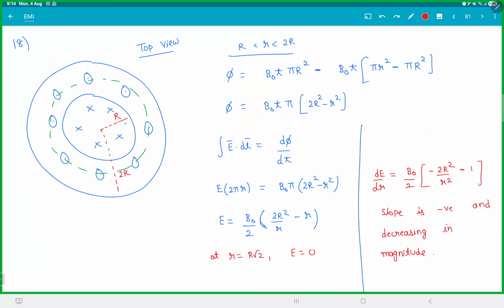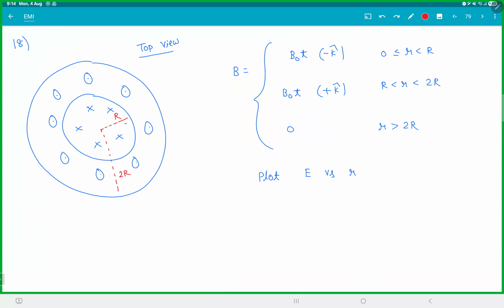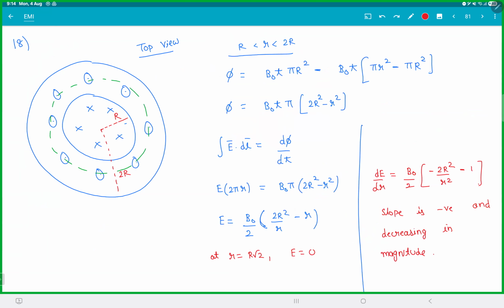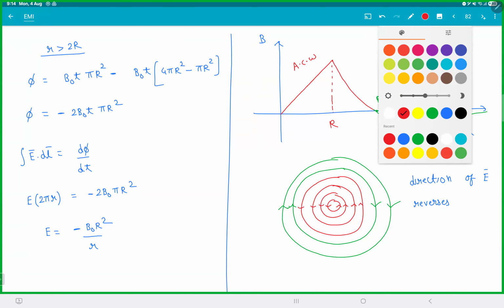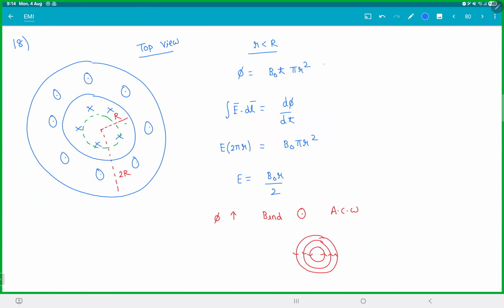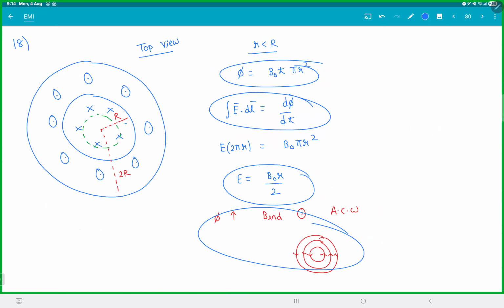You can just mess up a few things and things can become pretty messed up. If I put 3B naught here, the answers will change. So this is how you do it. Any doubts on this? Let's see one more. Process is clear, no? Find the flux, put it in this formula. You'll get the answer, get the direction from Lenz's law. That is the story every time.